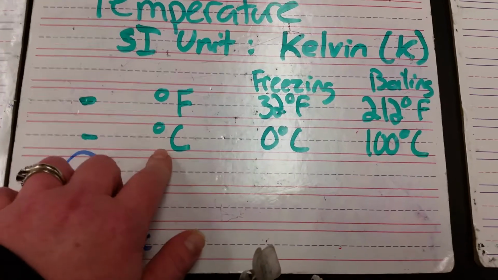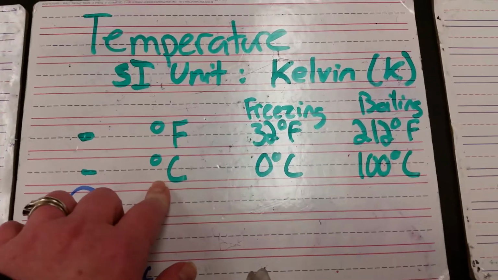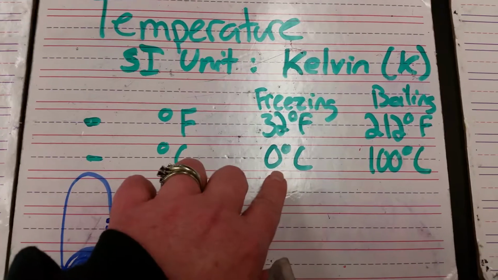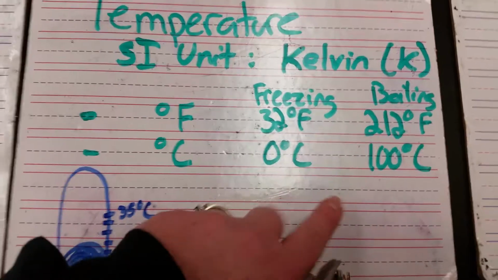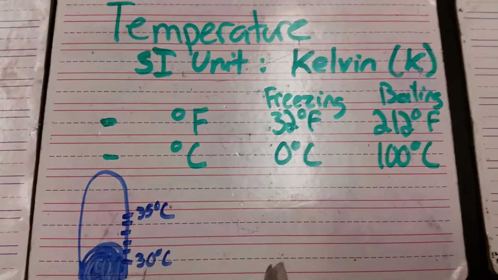Now, Celsius is more commonly used in science, and that's what we'll be using in class. Degrees Celsius, you have freezing at 0 degrees Celsius and boiling at 100 degrees Celsius. And you can see why this might be a little bit easier to use.